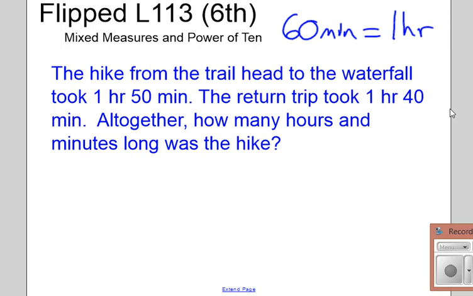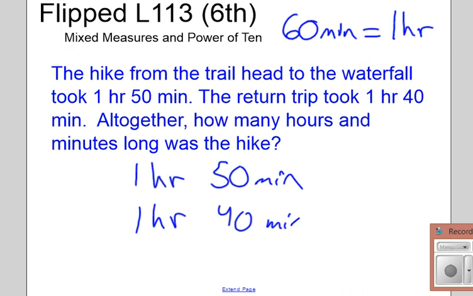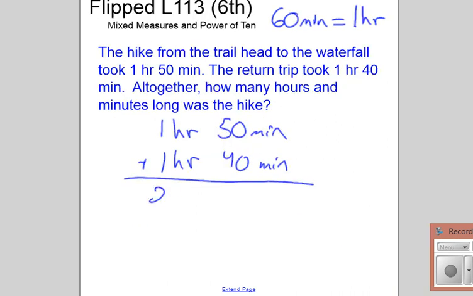So if the hike from the trail to the waterfall took 1 hour and 50 minutes, and the return trip took 1 hour and 40 minutes, altogether, how many hours and minutes long was the hike? Okay, well, I'm going to put my things together, right? I'm going to take 1 hour, 50 minutes, and I'm going to add another hour and 40 minutes. Put that plus sign there, add my things together. I'm going to get 2 hours and 90 minutes.